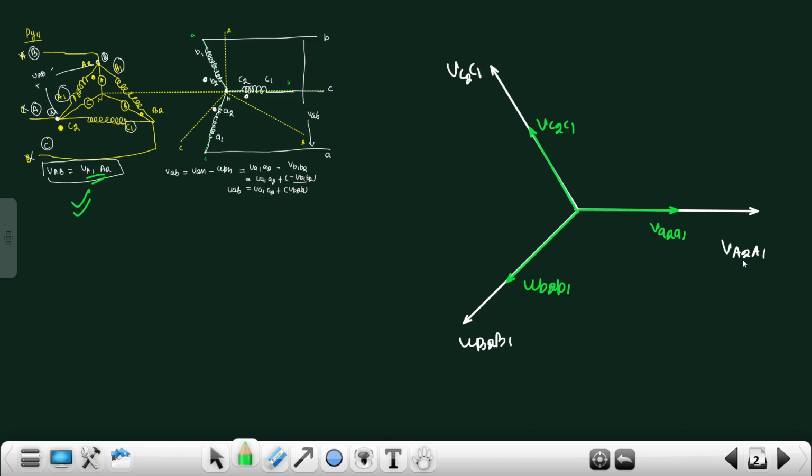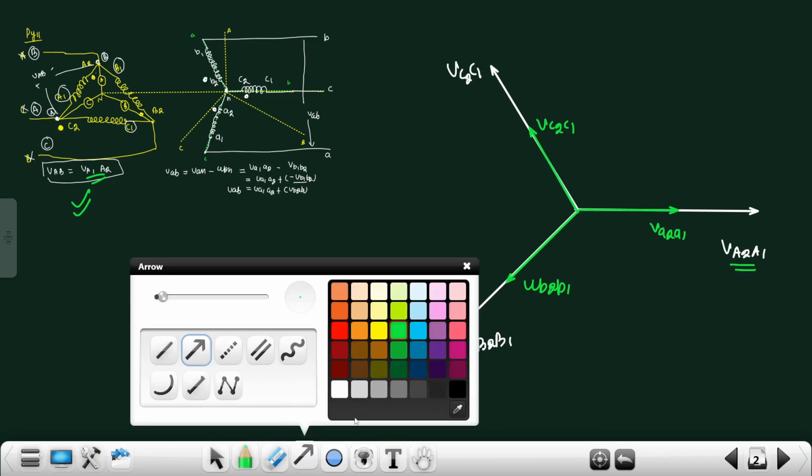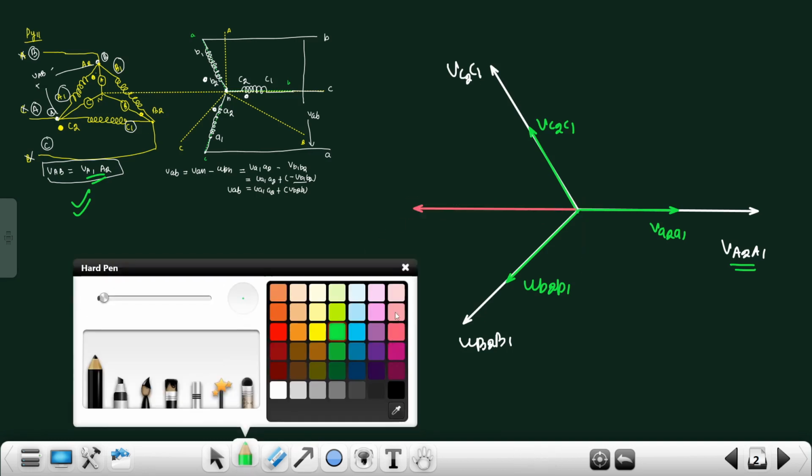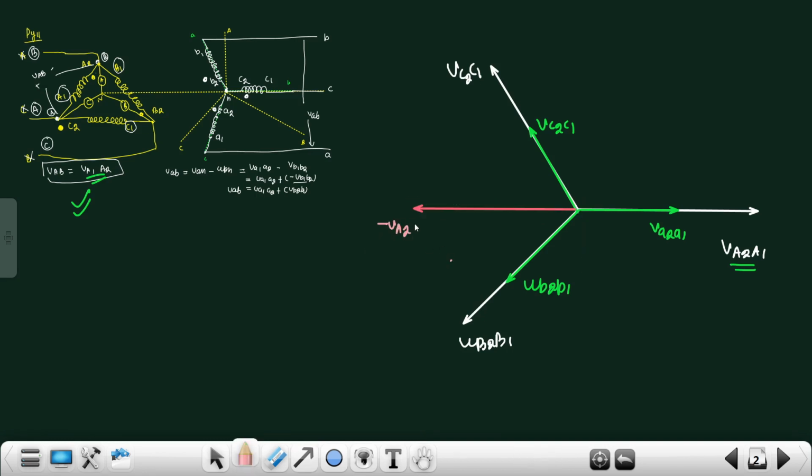So in order to find VA1A2, it will be 180 degrees out of phase with this VA2A1. So this will be minus VA2A1. We can write VA1A2 equal to minus VA2A1, and this VA1A2 is equal to what? VAB. So this line is representing the HV side line voltage, which is in delta.